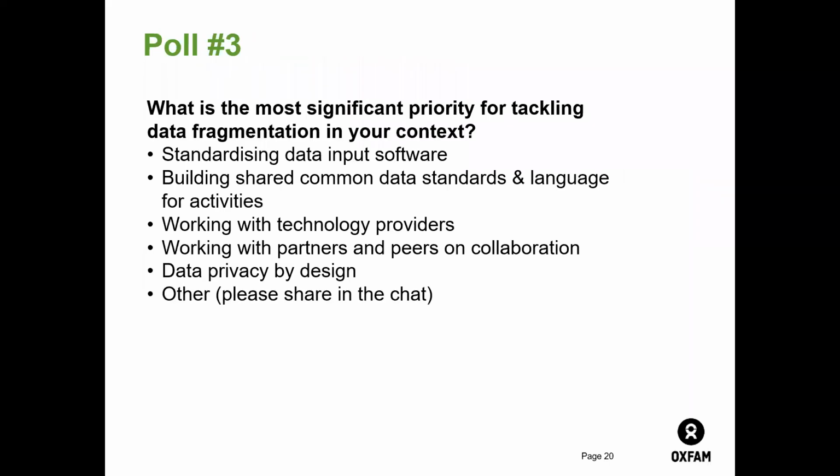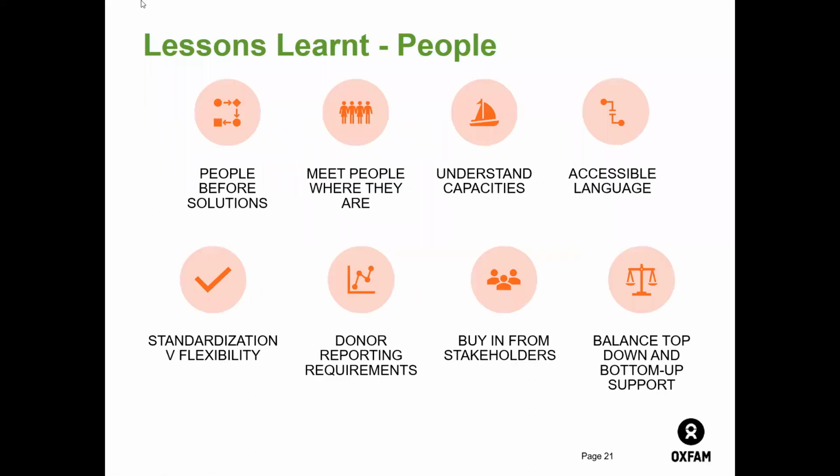I'm just going to pop through to the third poll, potentially the final one. We've been thinking about standardizing data, working with different partners, and privacy by design, so I'm interested to know which are the key priority areas for you to be working on. Give that a couple of minutes to enter on the poll, and I'll bring it up at the final slide.